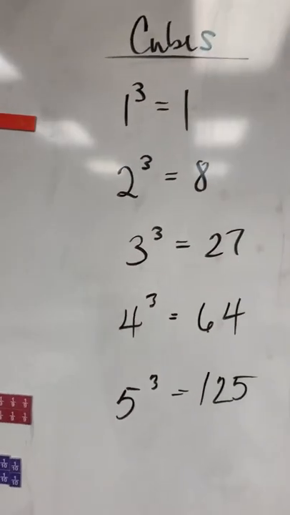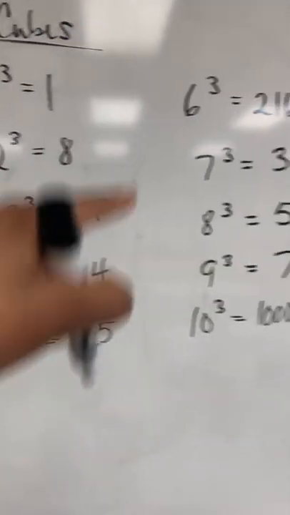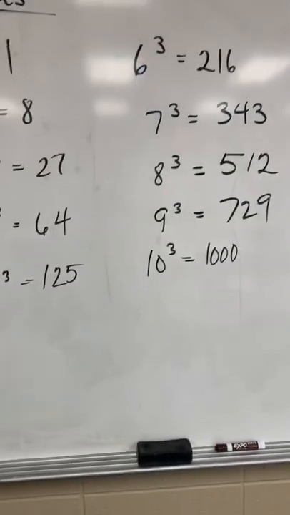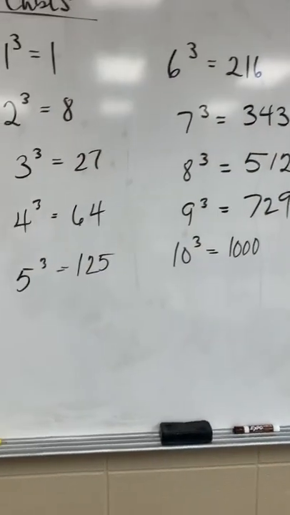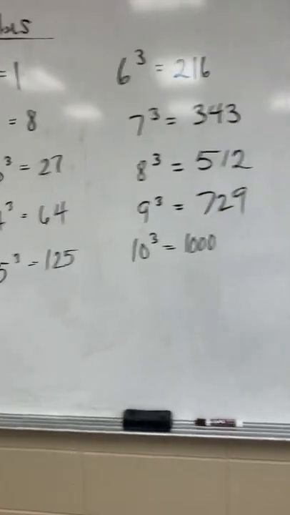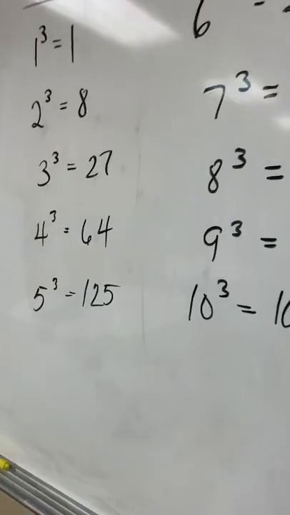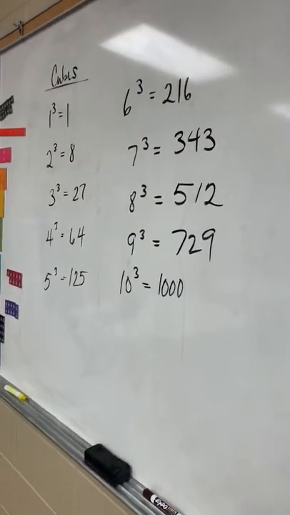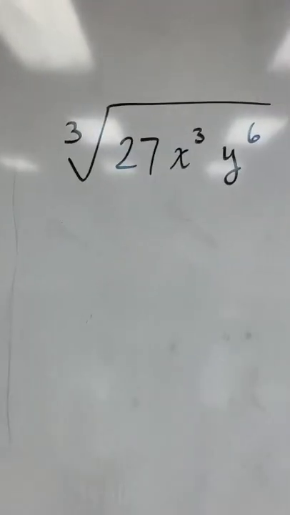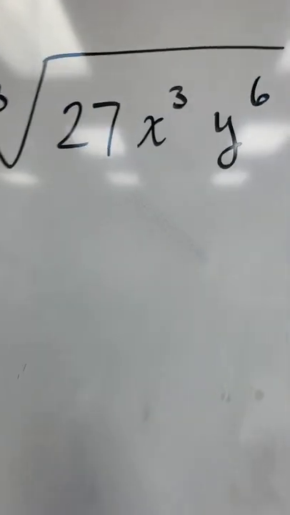So here's my list of cubes right here. I have 1 to the third all the way up to 10 to the third. And if I need to grab any more, I just make my list a little longer. But normally, if I can stay within here, that's enough for me to figure out what's going on. So here's my list of cubes, and here's my numbers here. So this is how we're going to look at it.